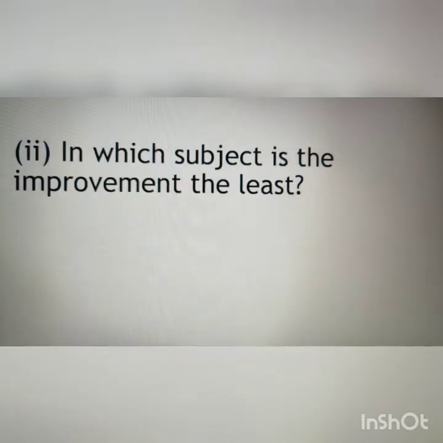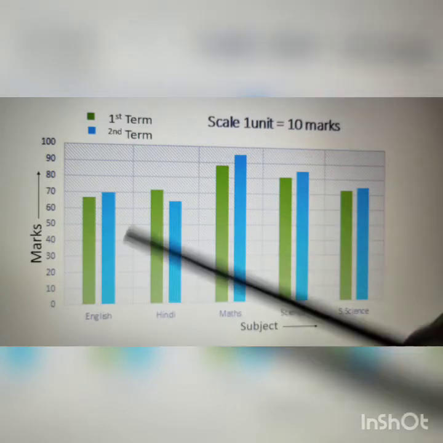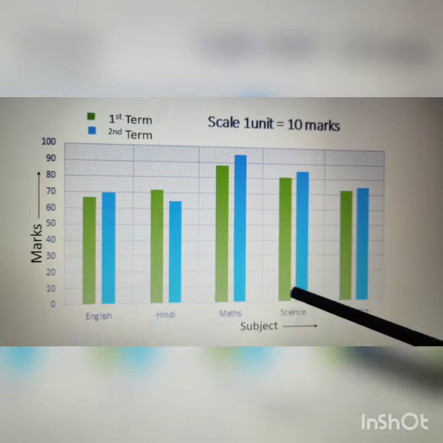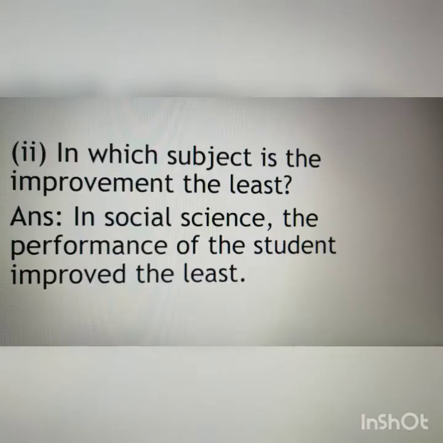Question number 2. In which subject is the improvement the least? From the graph, it is clear that the child has improved his performance in English, maths, science and social science, and among these, the least improvement is in social science. So, the answer is: in social science, the performance of the student improved the least.